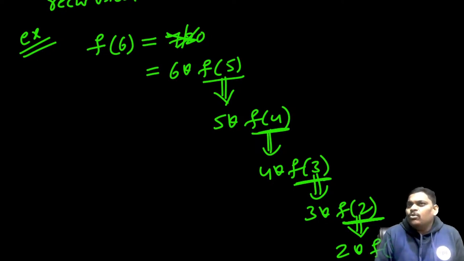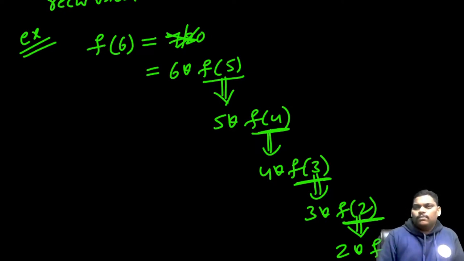Some people are saying, sir, I don't know factorial of 1. Then you are not a human. You are a dog. If you don't know factorial of 1, then you are not a human. Forget about recursion.